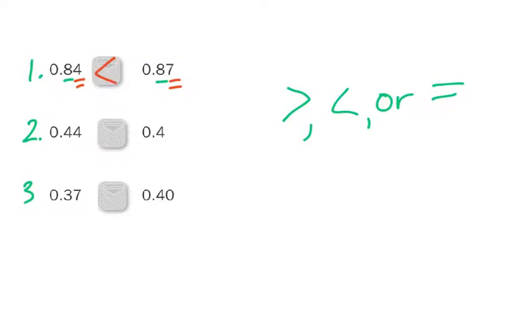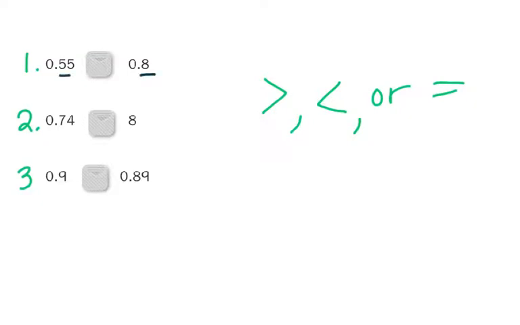In number 2, 44 hundredths, and then on the right-hand side we have 4 tenths. But 4 tenths would be the same as saying 40 hundredths. It's like saying 4 dimes is the same as 40 cents. So now it makes it a little easier to compare. 4 and 4 in the tenths place, 4 and 0. 44 hundredths is greater than 40 hundredths. Number 3, if we look in the tenths place, 3 is less than 4, so 37 hundredths is less than 40 hundredths.